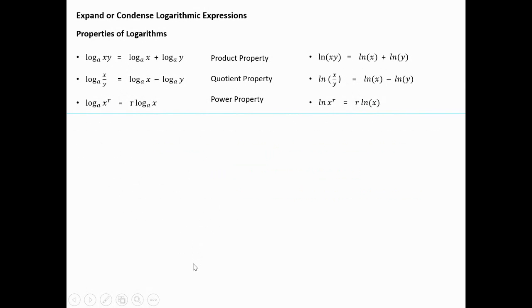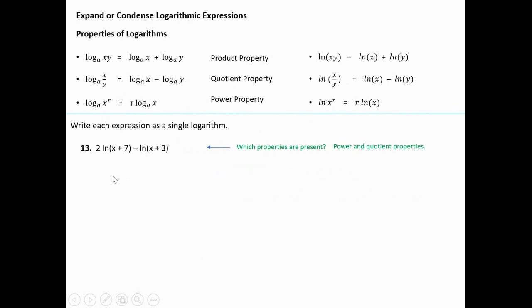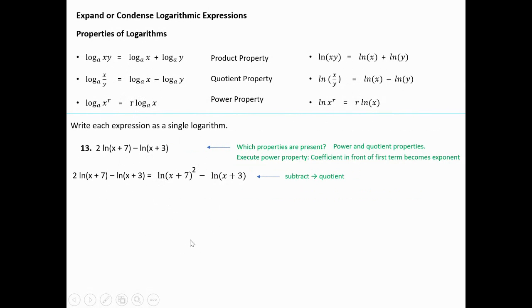Again, now we are going the other way. Now we have to put them as a single log. If we notice, here we have two properties: the power and the quotient. This becomes the power, because the exponent goes to the front. Then, if it's minus, it's going to be division. We have to write it as a single log.